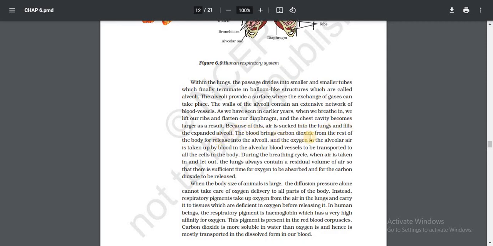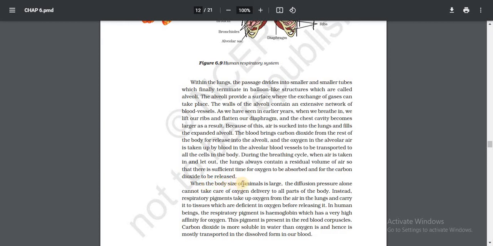The blood brings carbon dioxide from the rest of the body for release into the alveoli, and the oxygen in the alveolar air is taken up by blood in the alveolar blood vessels to be transported to all the cells in the body. During the breathing cycle, when the air is taken in and let out, the lungs always contain a residual volume of air so that there is sufficient time for oxygen to be absorbed and for carbon dioxide to be released.